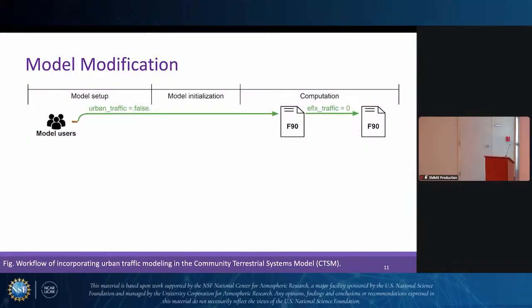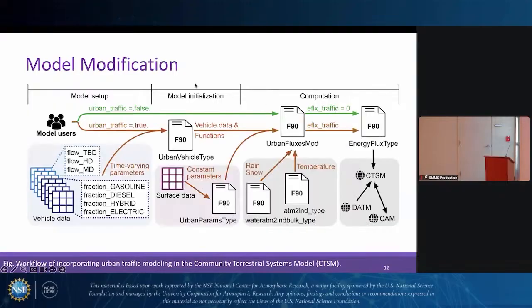The model modification is that the CTSM already have urban traffic namelist, but is disabled now, so the traffic heat is zero. We continue to use it and provide a new module. So the urban vehicle type, this module will read in the vehicle flow for urban land units, the top building district, high density and medium density, as well as the fraction of four vehicle types at the model initialization stage.